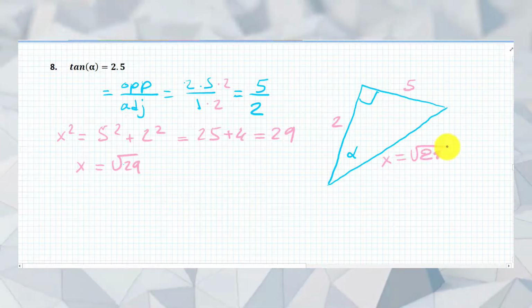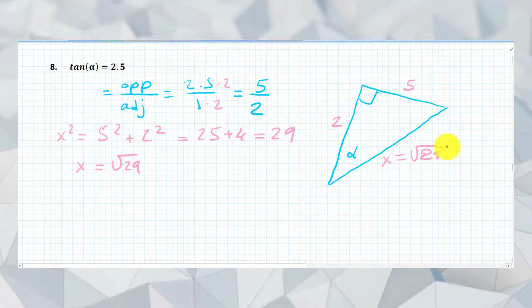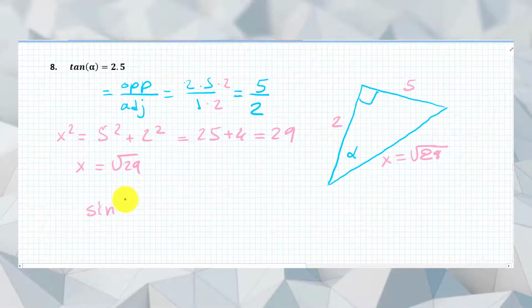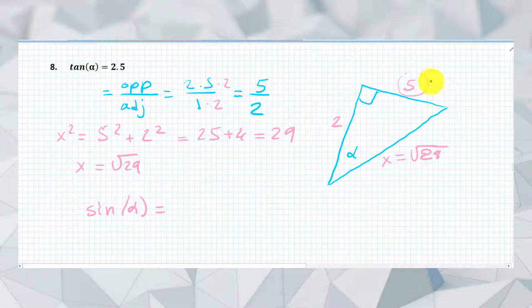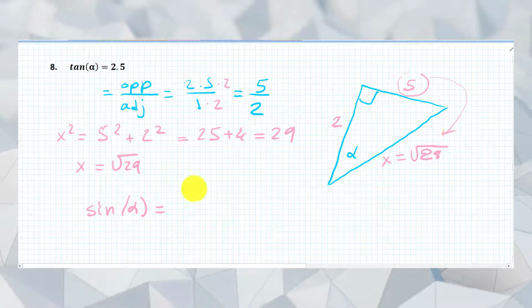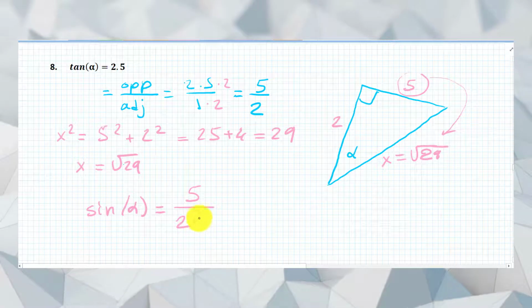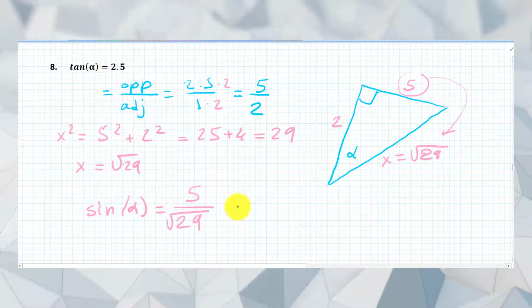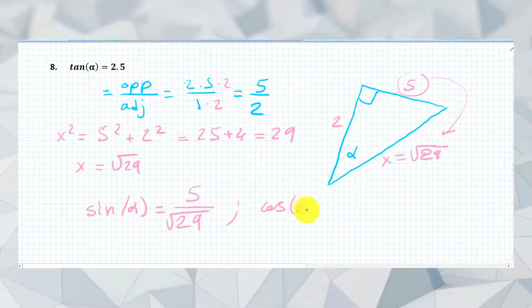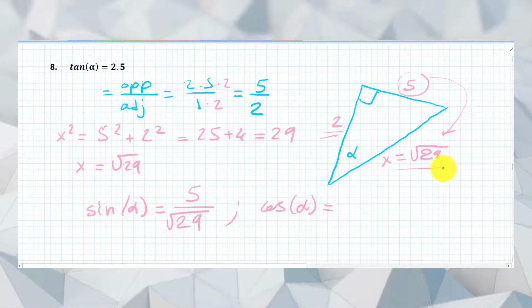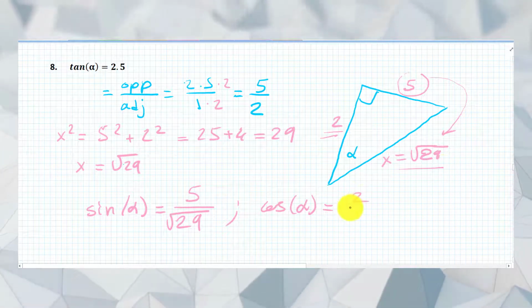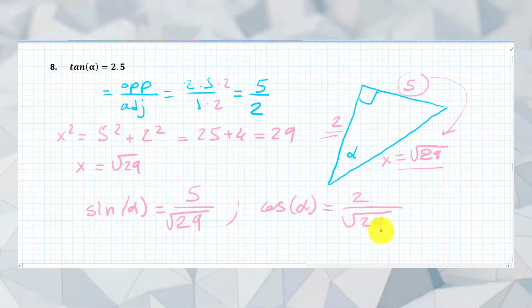Okay, now I can write my trigonometric values. What is the sine of alpha? Well, the sine of alpha is the opposite divided by the hypotenuse. So it is 5 over square root of 29. What is the cosine of alpha? The cosine of alpha is the adjacent divided by the hypotenuse. So it is 2 divided by square root of 29.